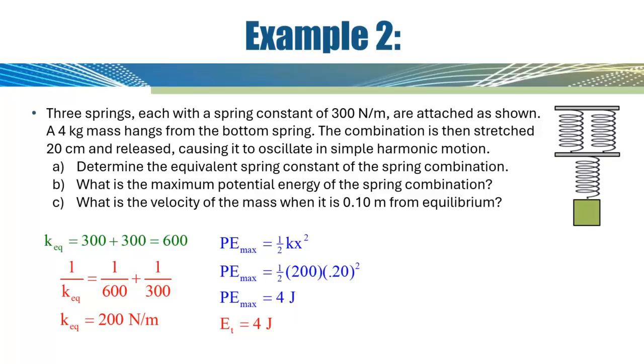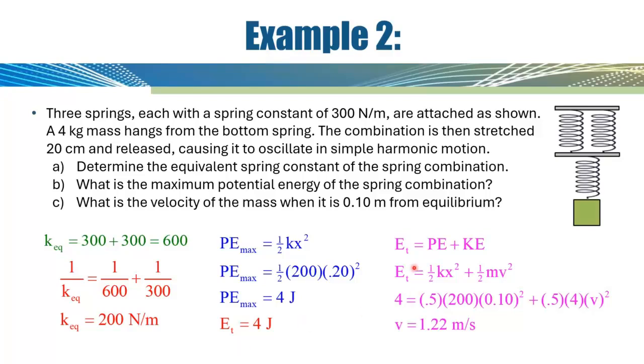When I get to letter C, it says, what is the velocity of the mass when it is 0.1 meters from equilibrium? It doesn't matter that it's a spring combination. I can still look at this in terms of conservation of energy. And I know that I have a total energy of 4 joules. I know now that my potential energy is not going to be at a maximum because I'm not at 0.2, I'm only at 0.1 away from equilibrium. I still used the equivalent spring constant of 200, and so I found the potential energy here, and then I'm going to add the kinetic energy, 1/2 mv squared, and I'm solving for that velocity. And we find out that the velocity when I'm halfway between equilibrium and the endpoint is 1.22 meters per second.